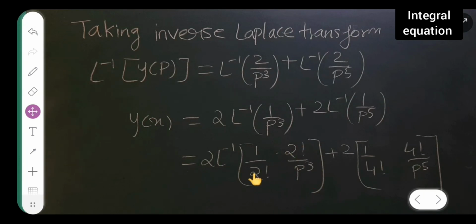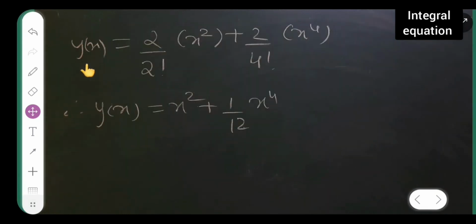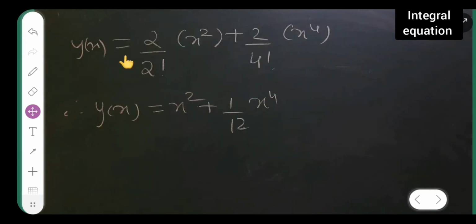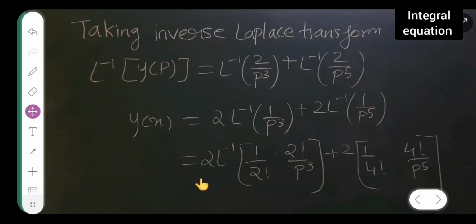So if you cancel this, what will you get? Again the same thing, right? Now plus twice 1 upon 4 factorial into 4 factorial upon p raised to power of 5. If you cancel it, what will you get? Same thing, no? Like this way. So I have done it like this. Now this is equal to what? y(x) is equal to, now take this outside, into x^2. Now Laplace inverse of this is what?